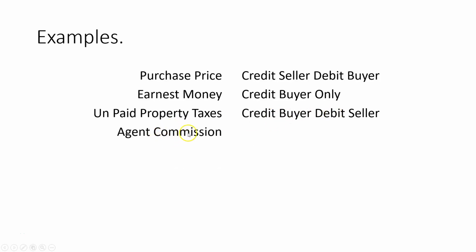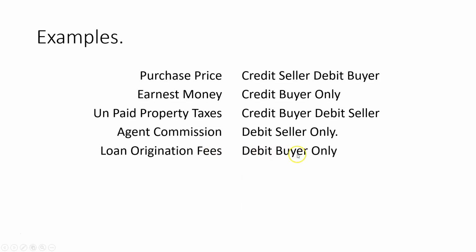Agent commission. We all love that one. Who normally pays the agent commission? It is the seller. Therefore it's going to be purely out of the seller's pocket, debit the seller only. Loan origination fees. Who normally pays for that? The seller doesn't care about whether there's cash or a loan. So it's nothing to do with the seller, it's only to do with the buyer, so it comes out of the buyer's pocket.